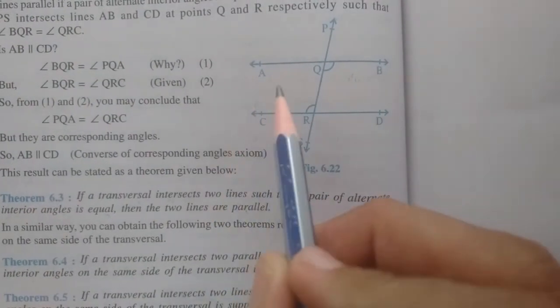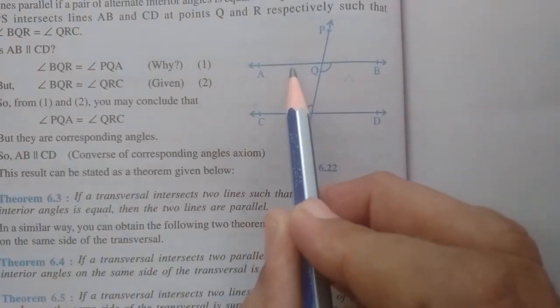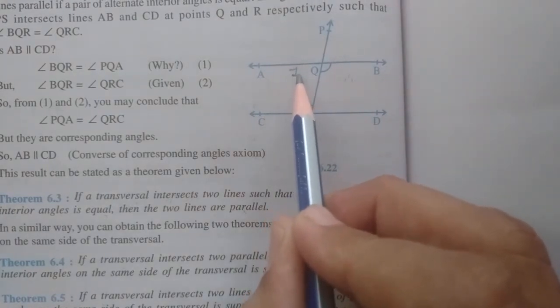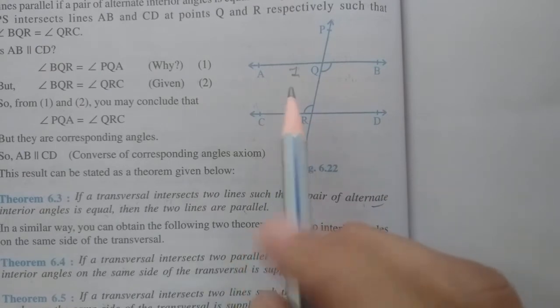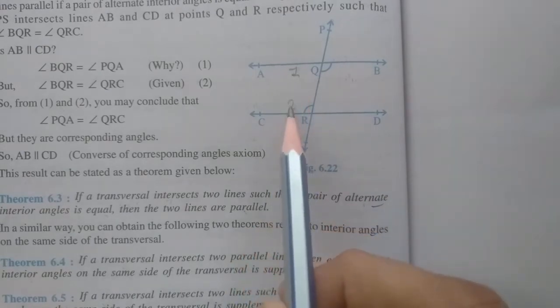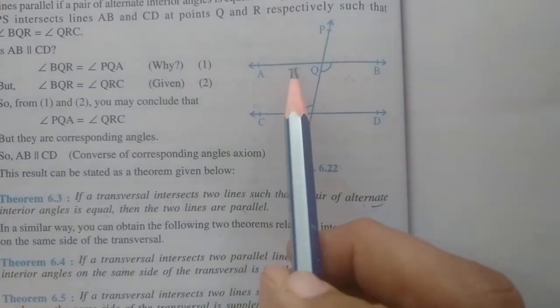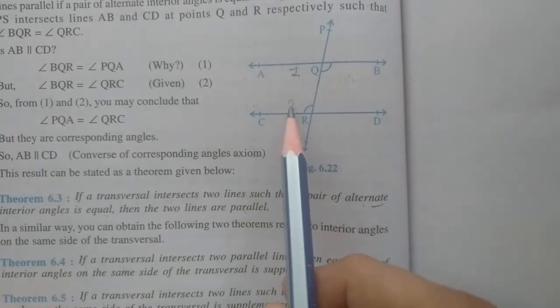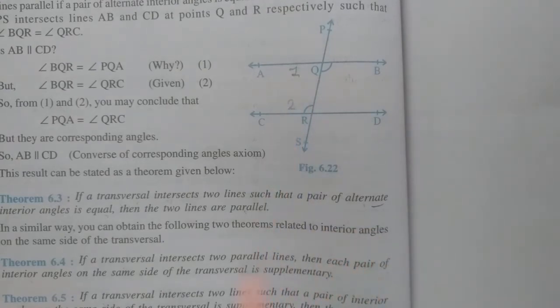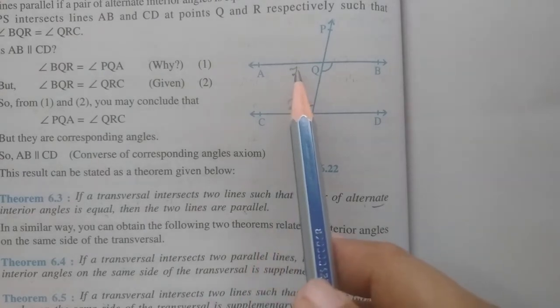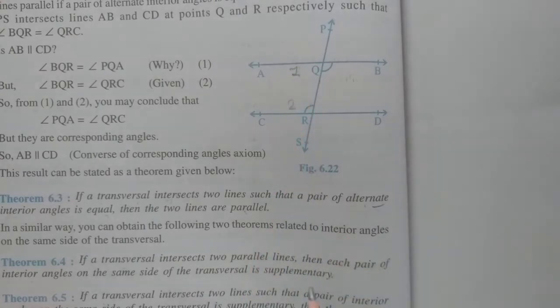Here suppose I write this angle is M, number 1 I give, and this angle is 2. So supplementary means what? The sum of 1 plus 2 is 180. Supplementary means measure of angle 1 plus angle 2 is equal to 180. That is supplementary, children. Okay.